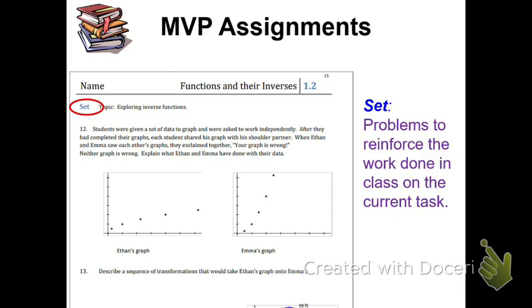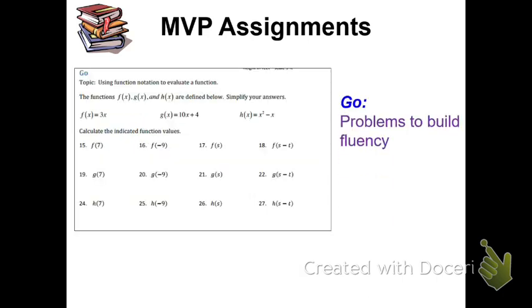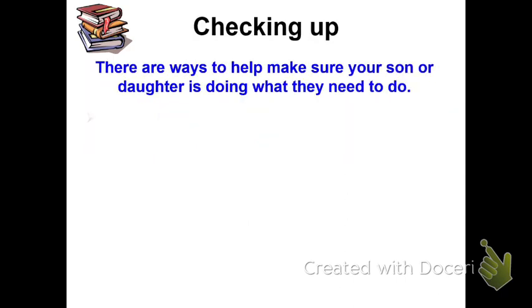So basically, I won't assign these problems till after we have a full discussion on the task so that students have an idea of what they're supposed to be doing. The go problems should be problems that they already understand how to do, but it's to build fluency. And so these kind of come in to remind them, hey, this is something you know, make sure that we understand how to do these and are getting fluent at them.